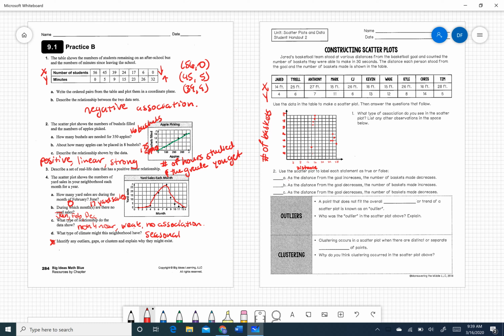Okay, so it says, what type of association do you see in the scatter plot? And so we're going to list any other observations in the space below. So in general, if I'm looking at this data, and I'm going to change my colors here, there's probably a negative association. And the reason I say that is because there's a kind of straight line that goes by all this data here. Right, there's this one random dot over here, but it is like a negative association. As the distance gets higher, the number of baskets gets lower. Right, so we can go ahead and answer this as a negative association.